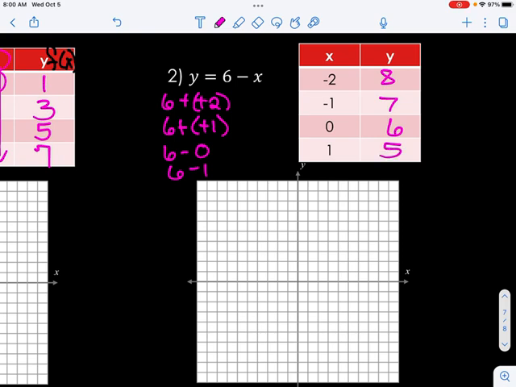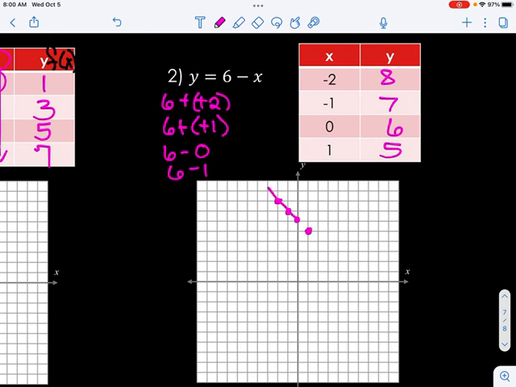So remember, first number, the x value is the left right, the y value is the up down. So we come over left 2, up 8. Then I go left 1, up 7. Don't go left or right any, up 6. And then I go right 1, up 5.